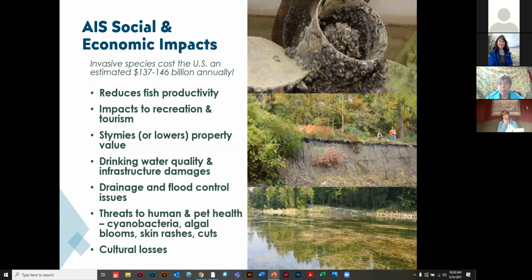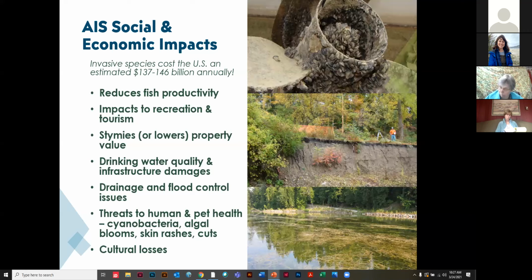And then I won't spend too much time on economic impacts, but they're vast. So you'll have reduced fish productivity, which can reduce your own food. It might not be a commercial fishery, but it will certainly impact recreation and tourism, which is a huge economic engine in our area, and can also stymie or actively lower property values, especially if this is your lakefront now with stream bank erosion. Drinking water quality infrastructure can absolutely be damaged by, here's that zebra mussel again, aquatic invasive species. And there can be incredible threats to human and pet health.